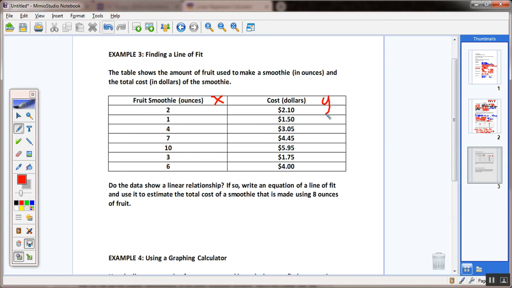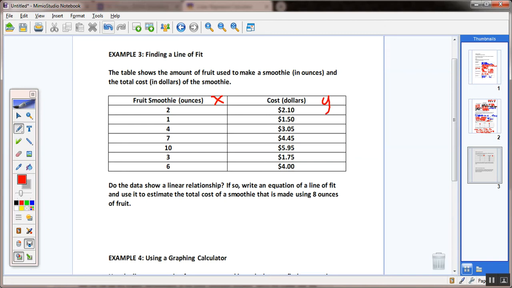They say, first of all, does this data show a linear relationship? If so, write an equation, a line of fit, and use it to estimate the total cost of a smoothie that is used when making 8 ounces with fruit. Okay? This is where you're going to get into your calculator. I'm not going to make you do this. I'm not going to make you plot this.